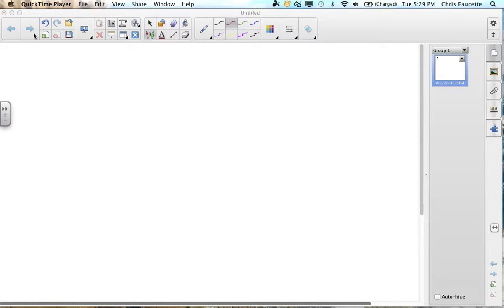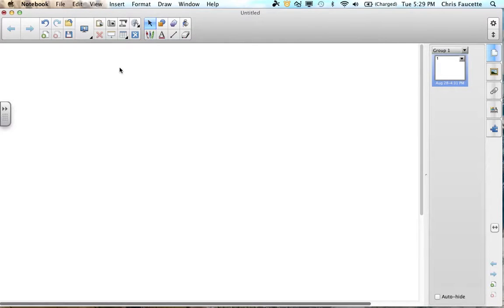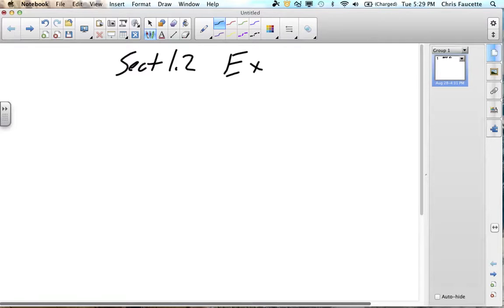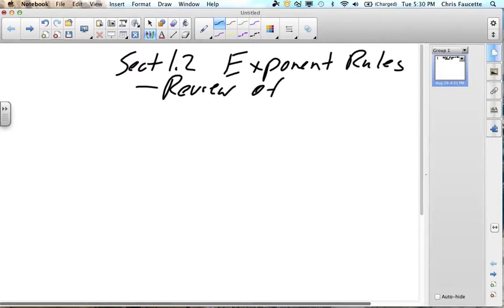Okay, here we're dealing with section 1.2. And these are exponent rules. This pretty much is just a review of Algebra 2. We did all of this in Algebra 2. But this is a good review, and some of this stuff is going to be very important later on. So it's a good thing to go back and take a look at.